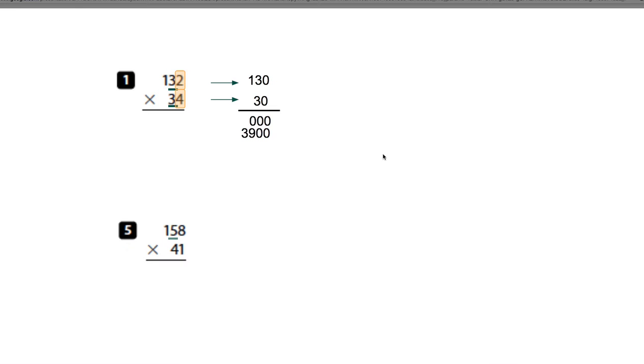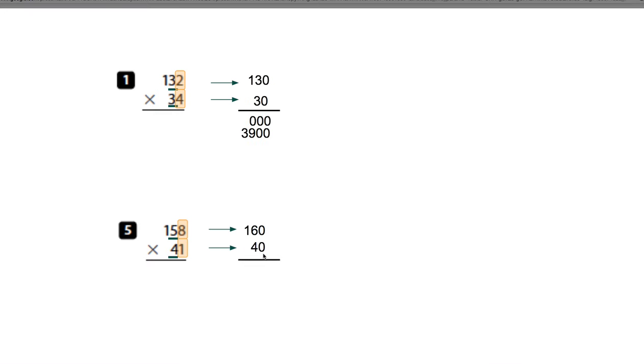All right, problem number 5. We have 158 times 41. So I underline the 5 and highlight the 8. This is going to round up to 160. And 41 is going to round down to 40.